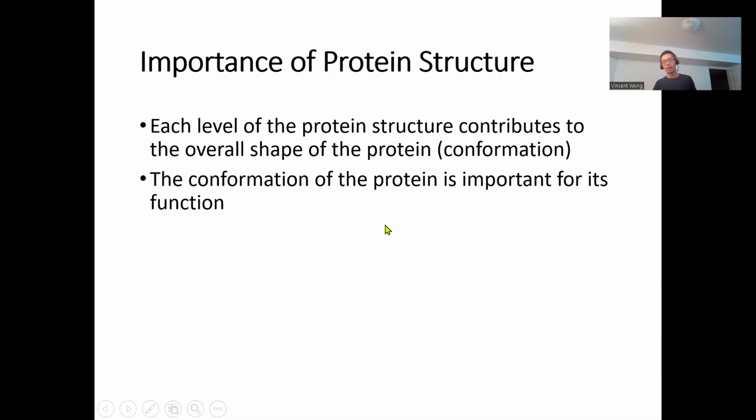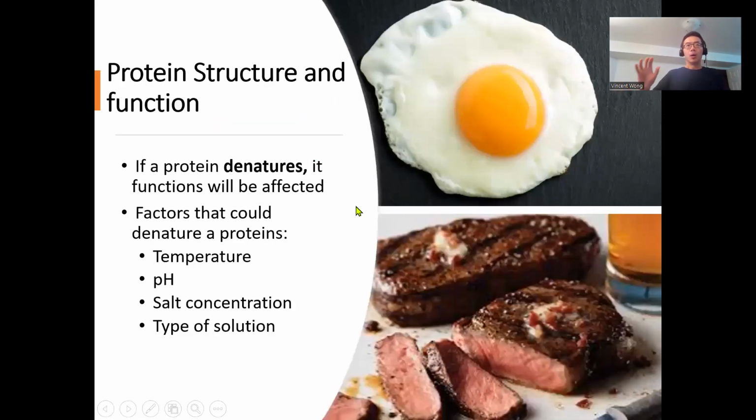Importance of protein structure: I already told you the shape determines its function. If you mess up the shape, the function will be wrong. There is a fancy word that describes the shape of a protein, and that is called conformation. When you heat up the protein, for example, you will change the protein structure. The heat will destroy its structure. And when you break down the protein structure, we say it has been denatured.